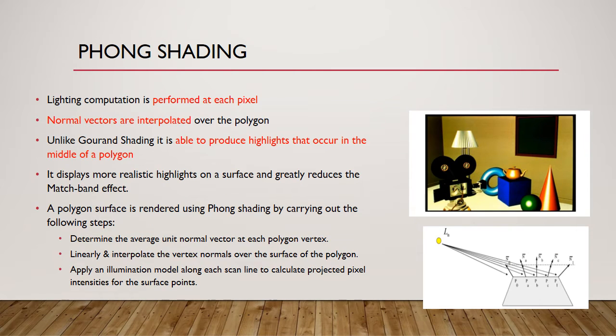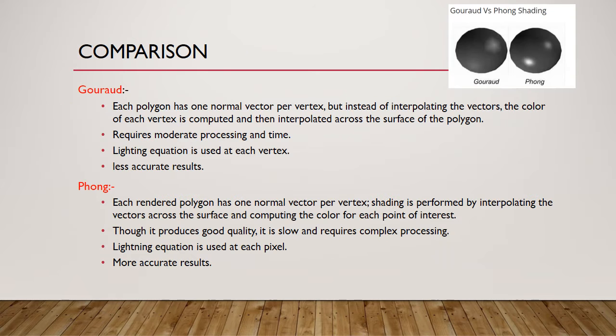Coming next to Phong shading, here the normals, as we have done in Gouraud shading, are applied, but the illumination value is calculated for each pixel. So the value is not interpolated from the illumination value calculated at the vertex. That is the benefit of Phong shading. It is more realistic, but the calculation is complex because you are computing the value for each pixel. And the Mach band effect is eliminated in Phong shading. So this is the comparison between Gouraud shading and Phong shading.